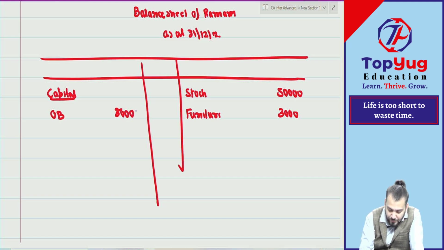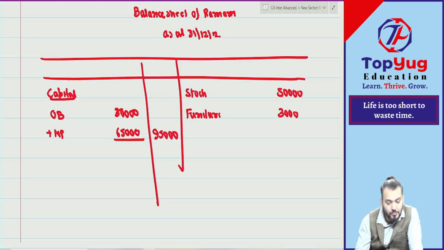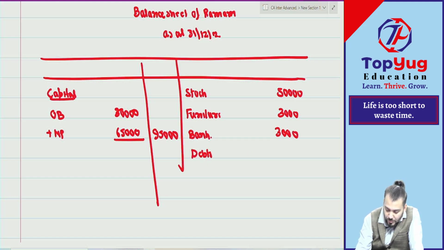30,000. How much net profit? Net profit we have calculated for 9 months, 60,000 for 9 months. Total 95,000. Then bank. How much is bank? 3,000. Then debtor. How much is debtor? 48,000. Then creditor, how much? 15,000. Done. Balance it will tell you.